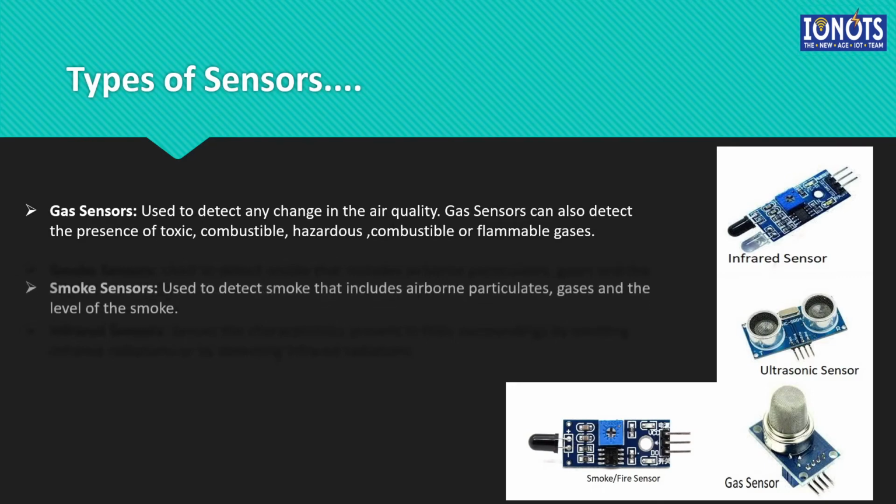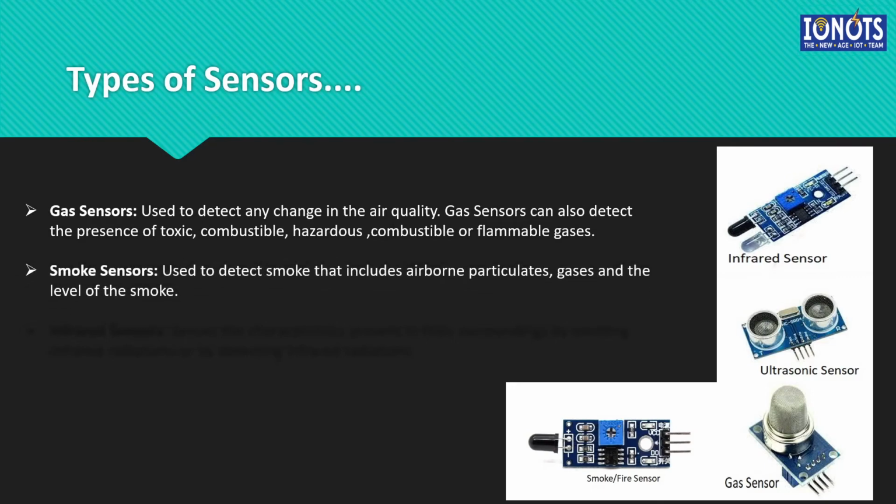The fifth class of sensors are smoke sensors. A smoke sensor is a device which is used to detect smoke, that includes airborne particulates, gases, and the levels of smoke. Smoke sensors are one of the most used sensors, and with IoT, they have become more effective. Smoke sensors are used mainly in manufacturing industries to detect fire and gas leakage. These sensors help mostly in protecting people working in environments where usage of gas is very common.